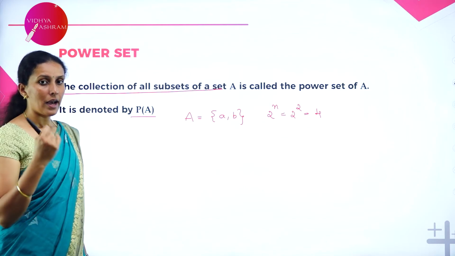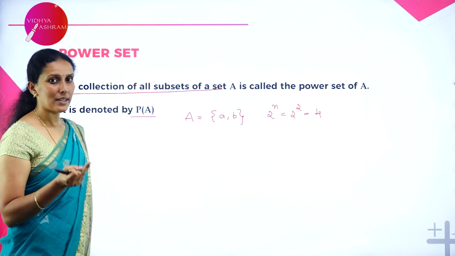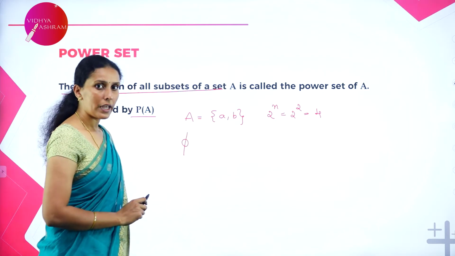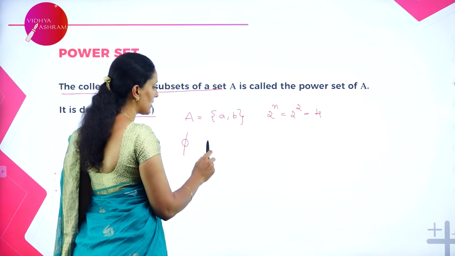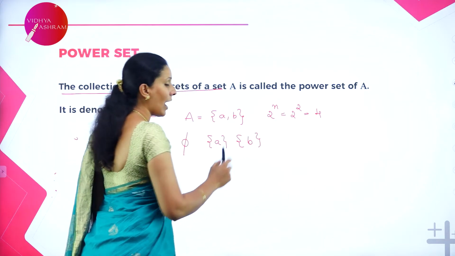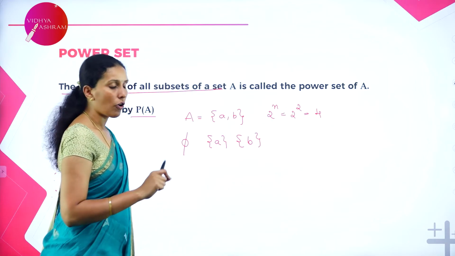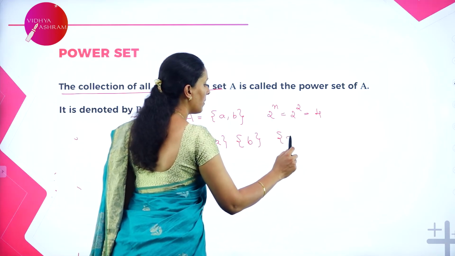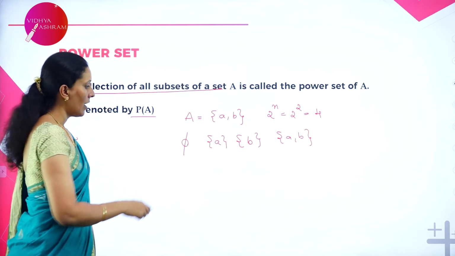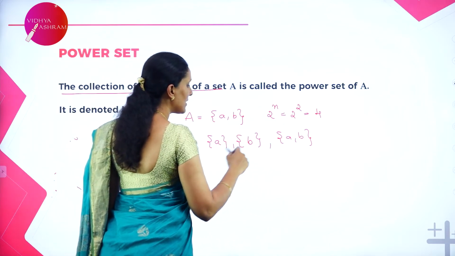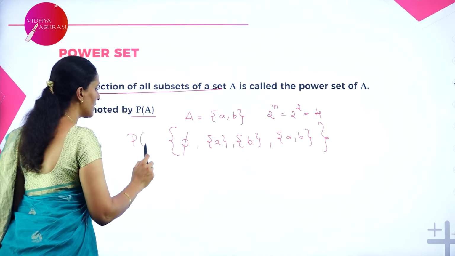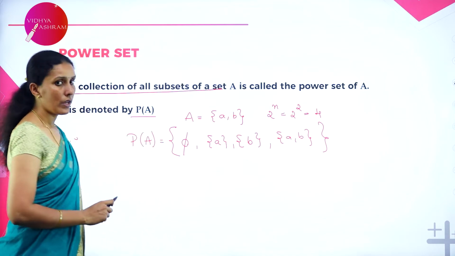What are those sets? I told you empty set is a subset of every set. So therefore empty is a subset of A. Let me write the singleton sets. So A is a subset of A, B is a subset of A, and every subset is a subset of itself. That's why A comma B is also subset of A. All these sets are subset of A, and writing all these subsets as an element inside one more set is your power set. That is P of A is equal to A.